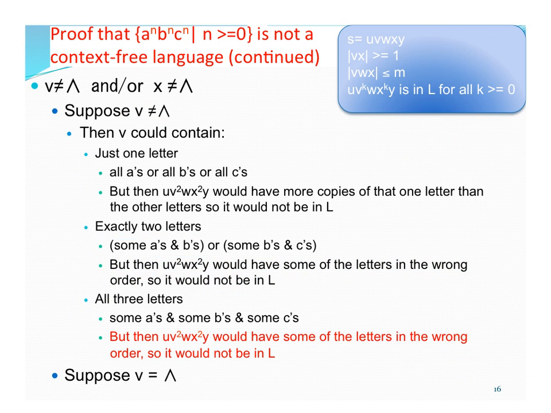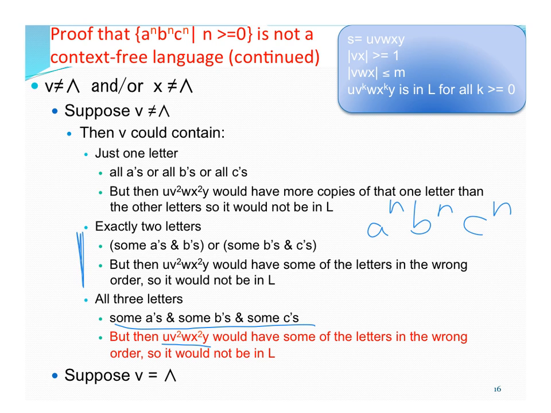And you see where we're going here, right? If it has all 3 letters, some A's, some B's, and some C's, then again we're out of order when we have 2 copies of this piece V, right? Just like in here, some stuff is out of order. It's no longer of the form A to the N, B to the N, C to the N, right?